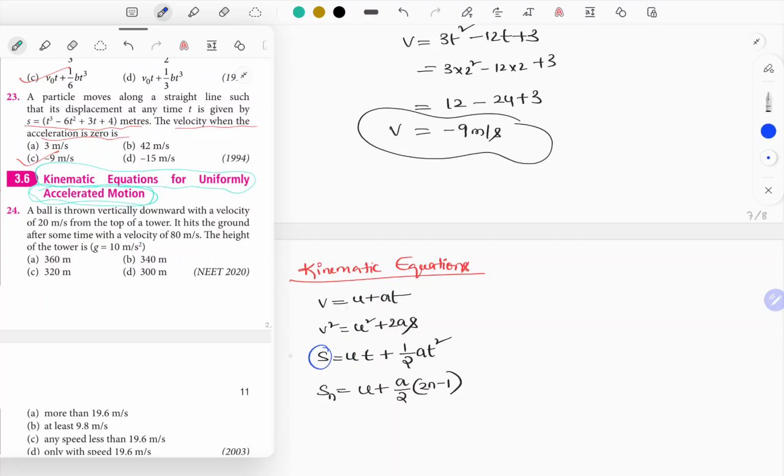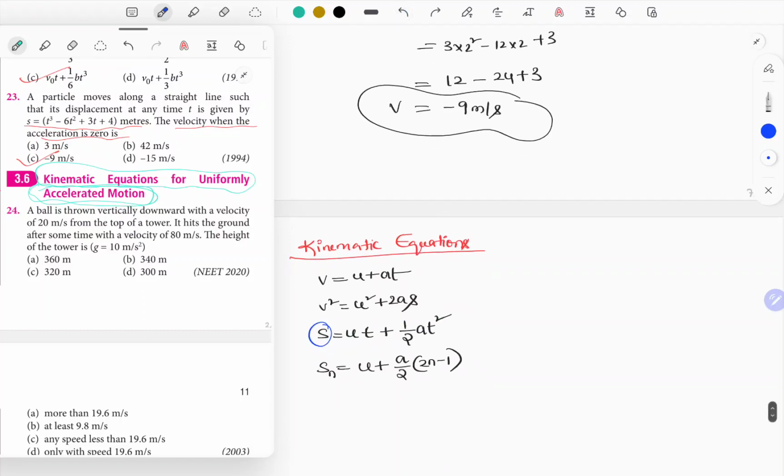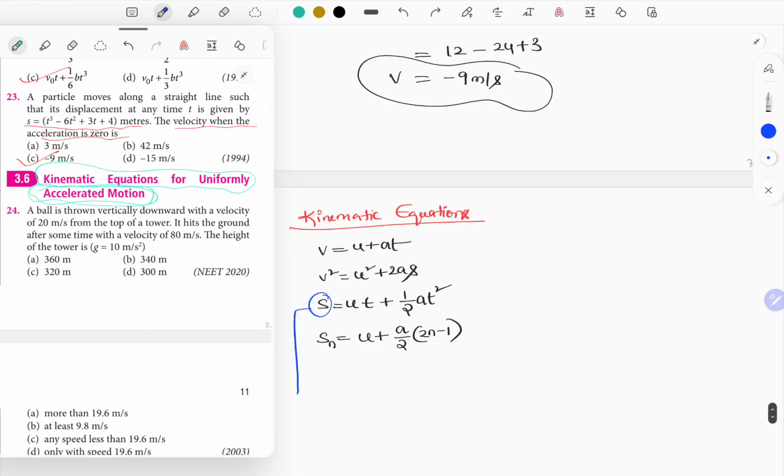So what about S here? This S is displacement covered by the object in t seconds. It is displacement, not distance, in t seconds. What about Sn? Sn is displacement in nth second. So V is final velocity, U is initial velocity, A is acceleration.